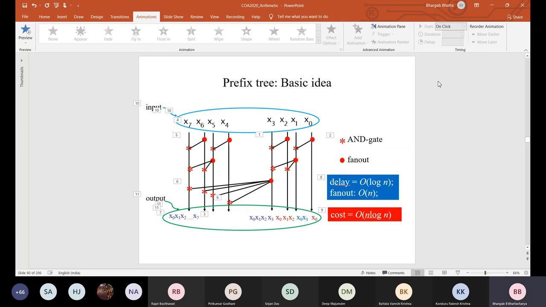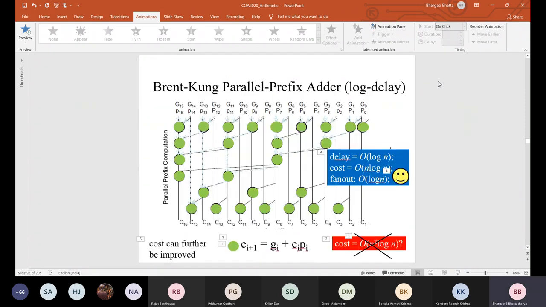Now, if we look back into all this discussion and whatever we have studied so far, you will recognize that the entire carry generation is nothing but equivalent to computation of the prefix problem. And this shows an interesting connection between the abstract problem and the hardware problem. And that's why the theory is important. If you have good theoretical solutions, then it can be implemented in hardware as well.